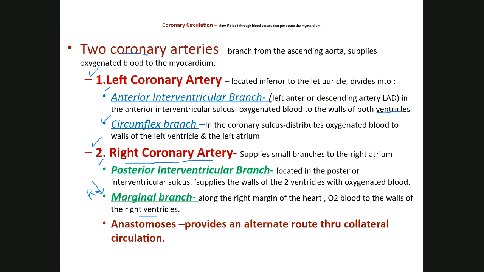A term we have to know is the term anastomosis. So it provides an alternative route through collateral circulation. What that means is, if there's, for example, a part of the myocardial tissue, and this coronary artery is possibly blocked due to arterial sclerosis or blockage, there are other arteries that can supply the same area to keep the heart healthy.